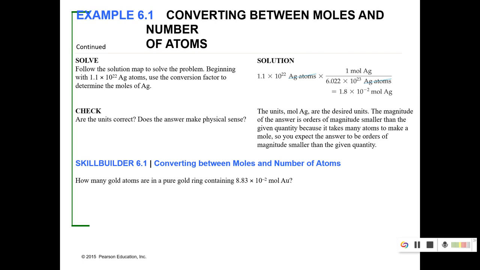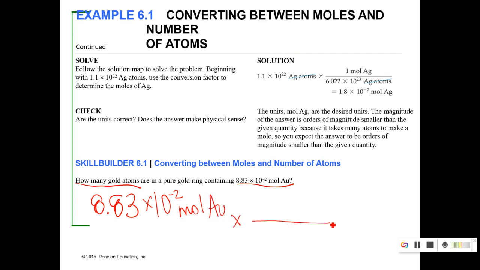All right, now we're going to go the other way. So we're going from moles to atoms. They want to know how many gold atoms there are. So we have 8.83 times 10 to the negative 2 moles of gold. Now, since moles is given, moles needs to go on the bottom. And then Avogadro's number goes on top. Again, it's always equal to 1 mole. Now, you can put the multiplication in parentheses, but you do not have to. You have to put it in parentheses when it's on bottom.